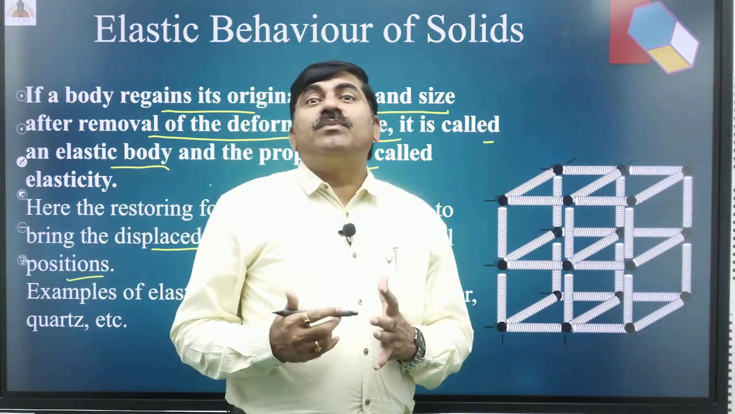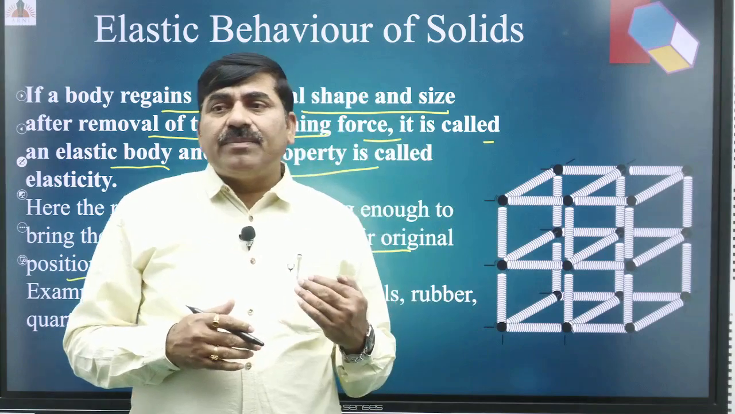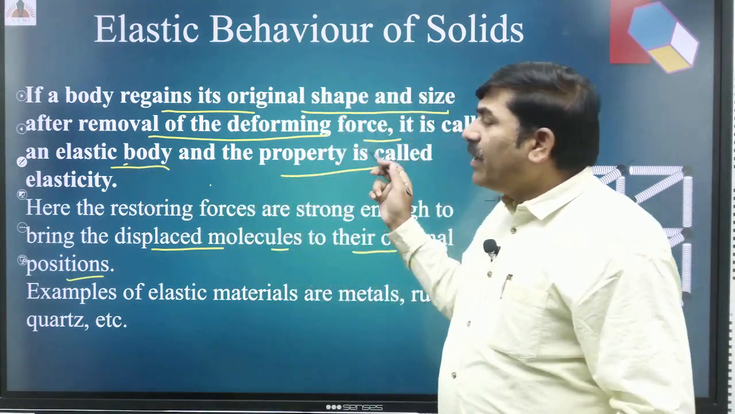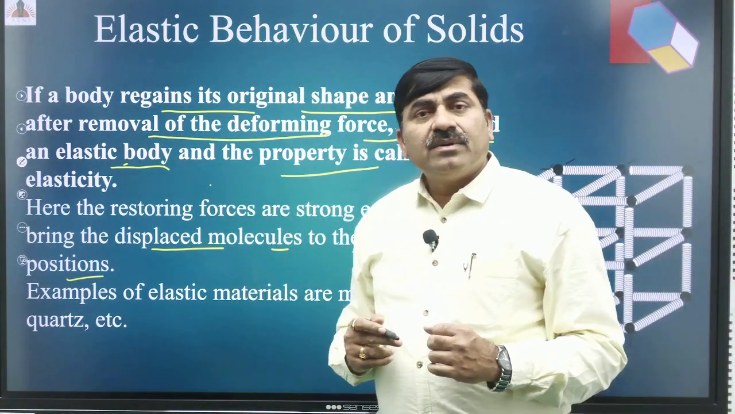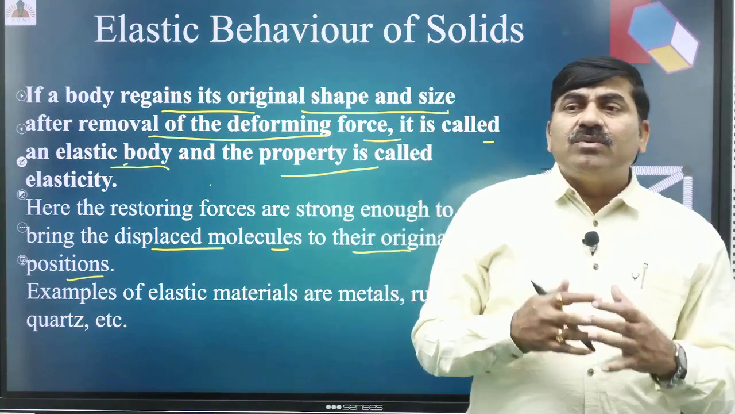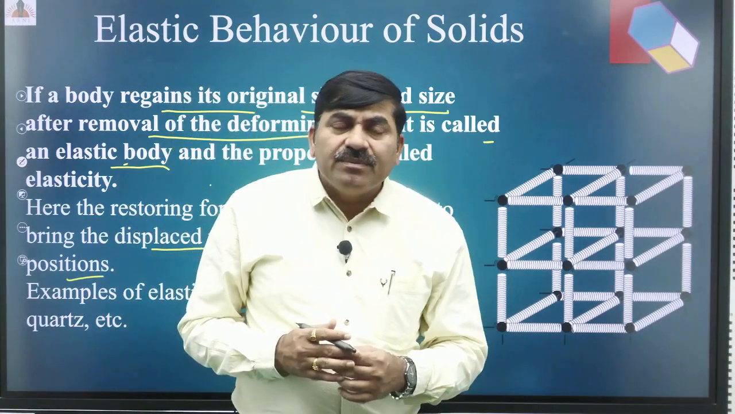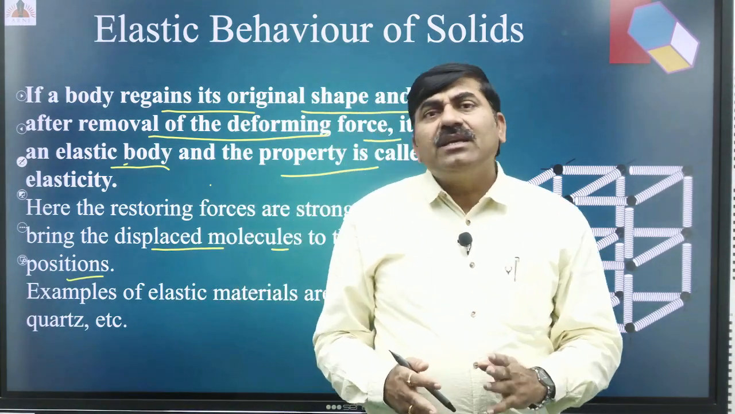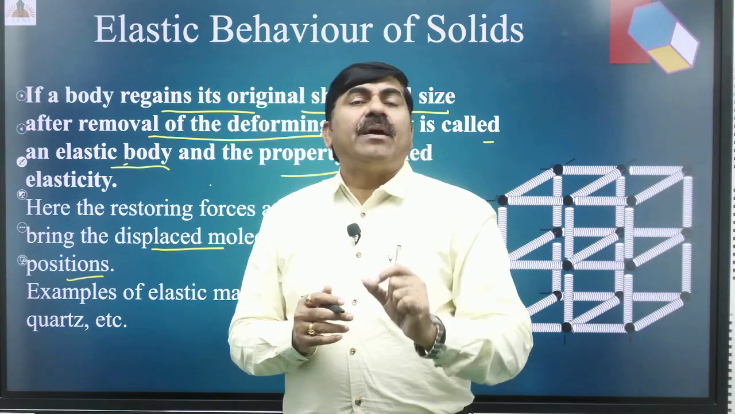So, the internal structure of the body remains in its original shape and size. Now, when a body regains its original shape and size after removal of the deforming force, it is called an elastic body, and the property is called elasticity. Here the restoring forces are strong enough, and that is why when you remove the external force, the body comes back again to its original shape and size. There are different examples of plasticity and elasticity. In plasticity, there is a permanent deformation because of the external force, and in elasticity, the body regains its original shape and size after removal of the force. Within the elastic limit this will happen.